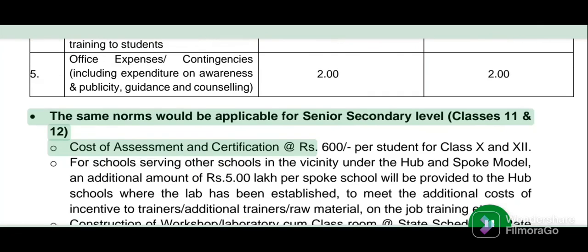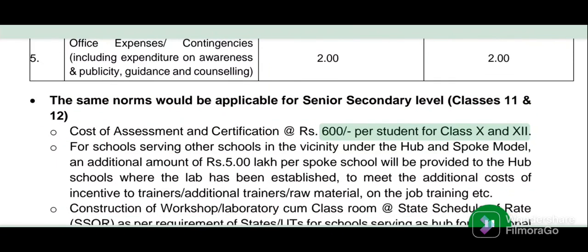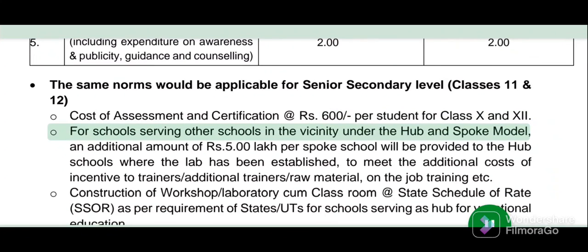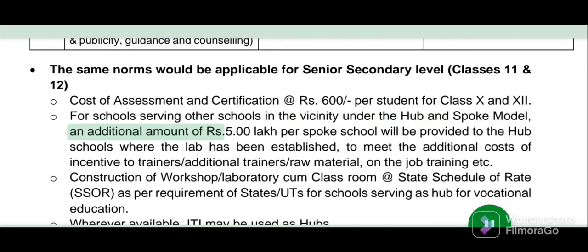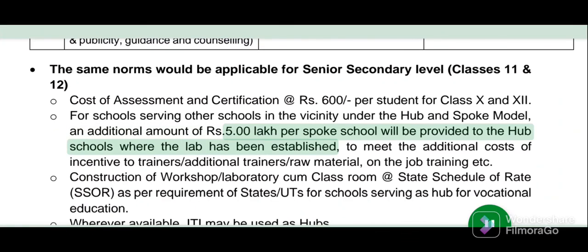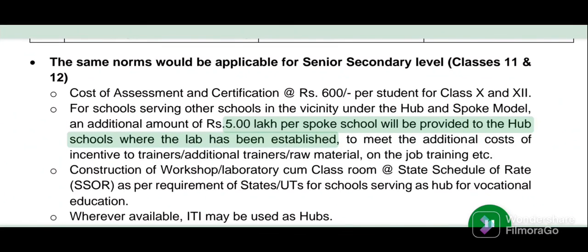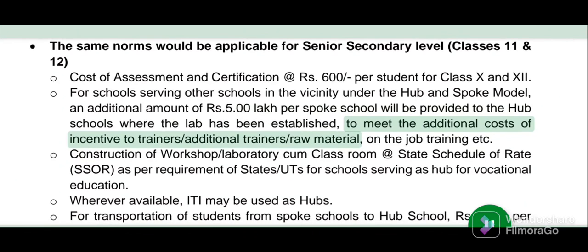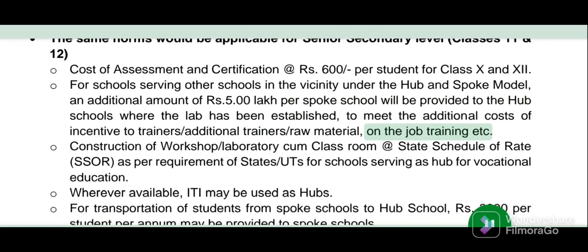The same norms would be applicable for senior secondary level, classes 11 and 12. Cost of assessment and certification at Rs. 600 per student for class 10 and 12. For schools serving other schools in the vicinity under the hub and spoke model, an additional amount of Rs. 5.00 lakh per spoke school will be provided to the hub schools where the lab has been established, to meet the additional costs of incentive to trainers, additional trainers, raw material, on-the-job training, etc.